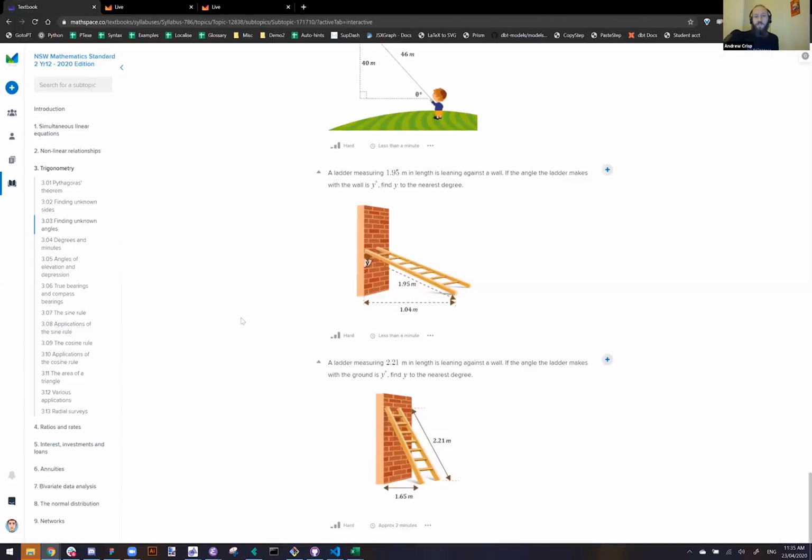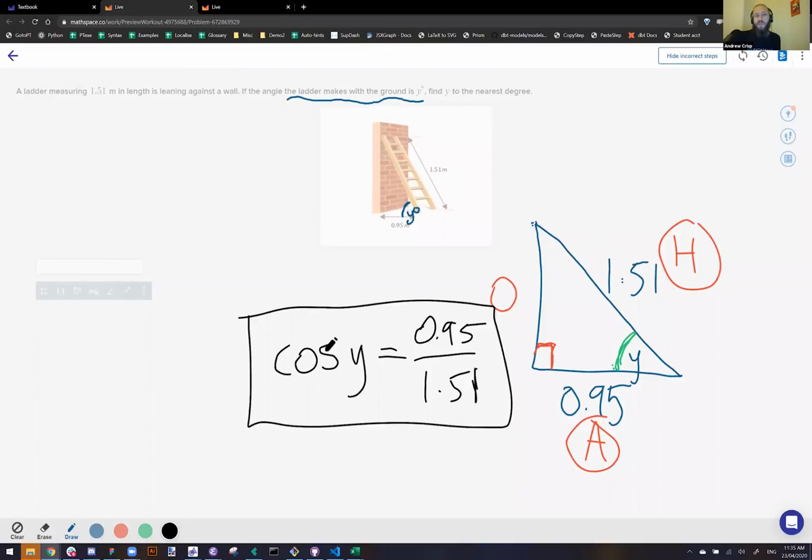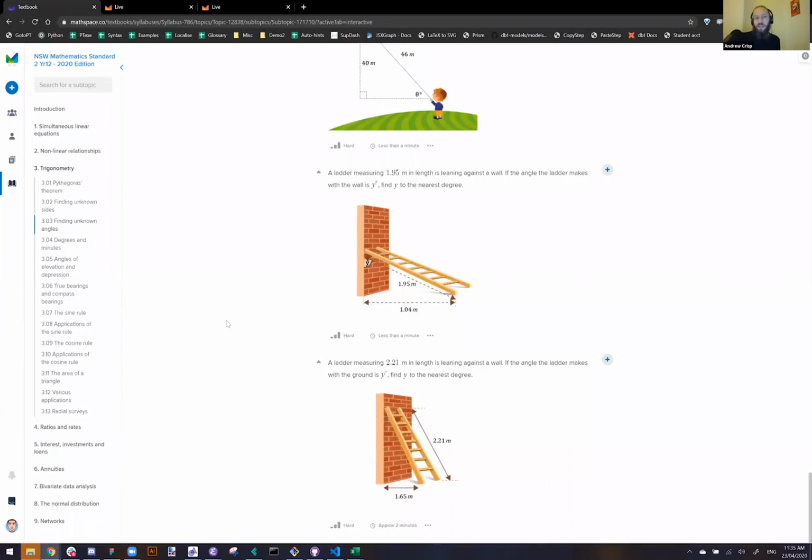Okay, so that's finding unknown angles and unknown sides. The one thing I'm going to look at next is what is called the sine rule.